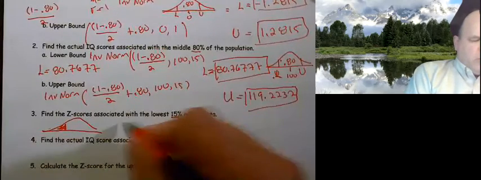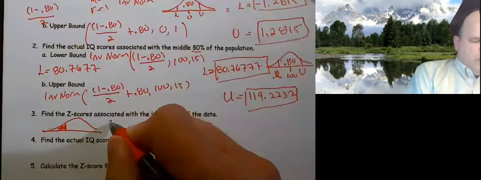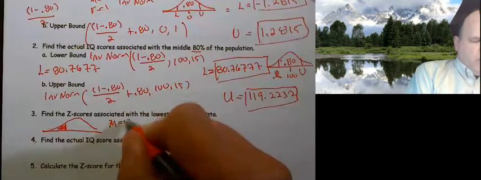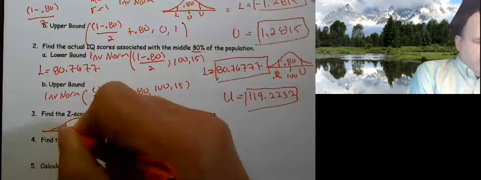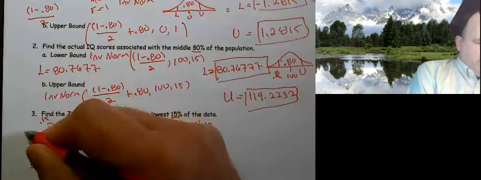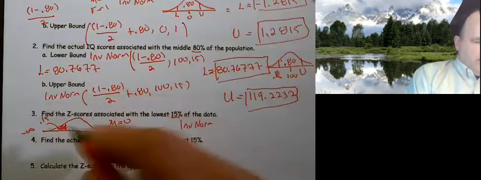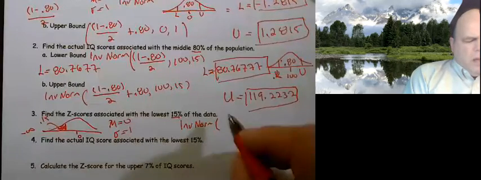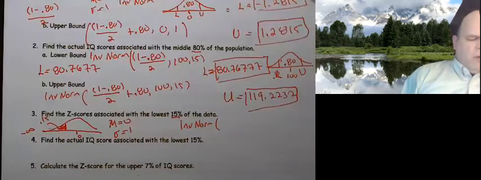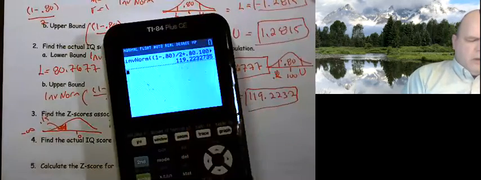And it's a z-score. My mean is 0. My standard deviation is 1. This right here is 0.15. This goes to negative infinity. So we go with the calculator.